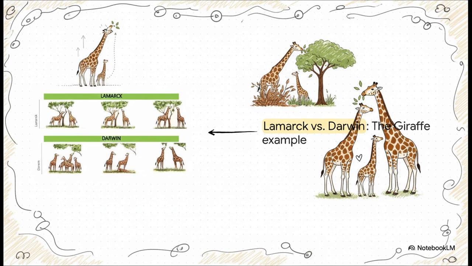Jean-Baptiste Lamarck proposed that individuals passed on traits they actively acquired during their lifetimes. So, for example, if a giraffe spent its whole life stretching its neck to reach higher leaves, Lamarck thought its offspring would literally be born with longer necks. But about 50 years later, Charles Darwin, along with Alfred Russel Wallace, proposed natural selection as the main engine. Basically, giraffes that just happened to be born with longer necks survived to reproduce.